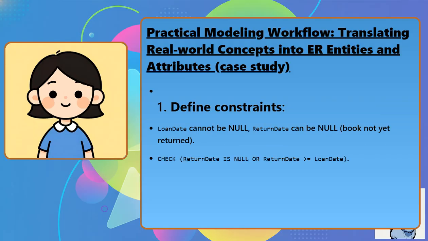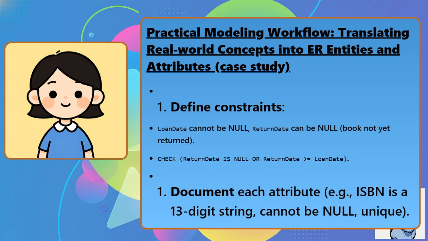5. Define constraints. Loan date cannot be null. Return date can be null because the book may not yet be returned. Check that return date is null or return date is greater than or equal to loan date. 6. Document each attribute. For example, ISBN is a 13-digit string, cannot be null and must be unique.